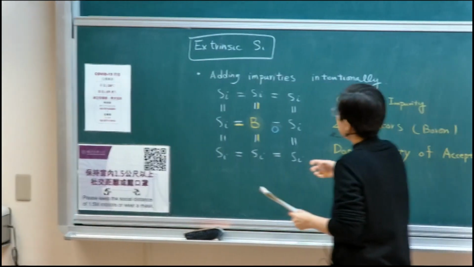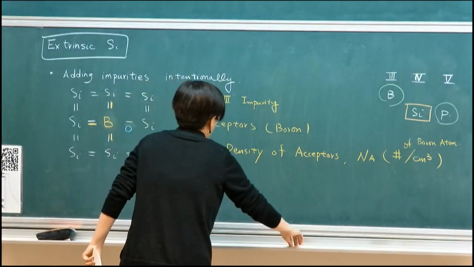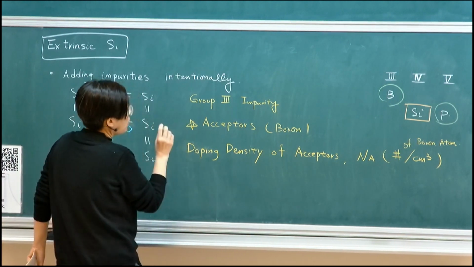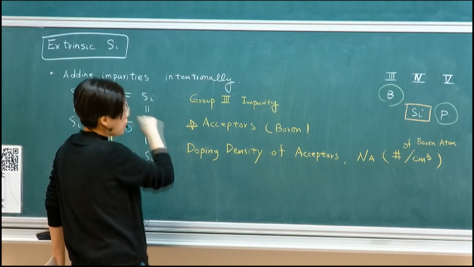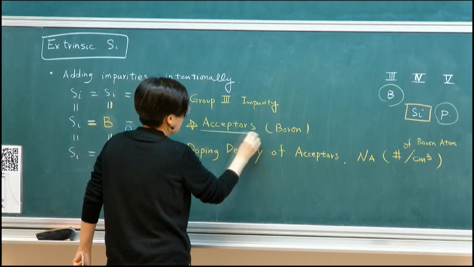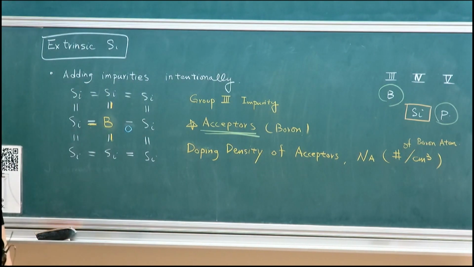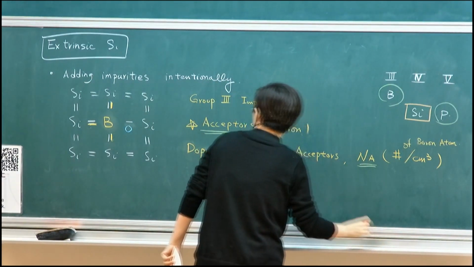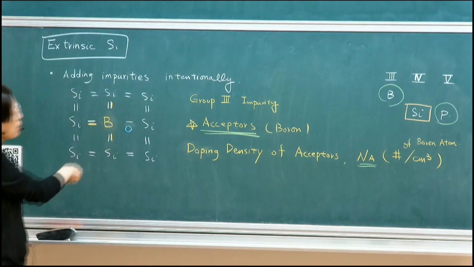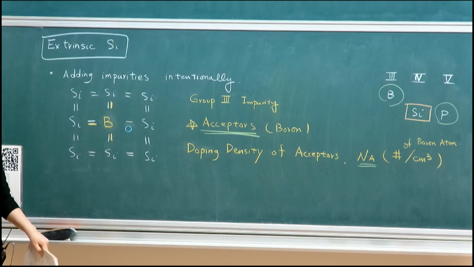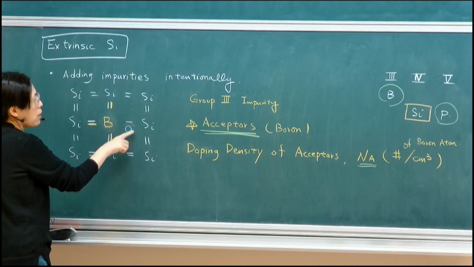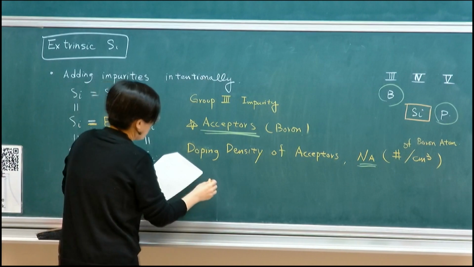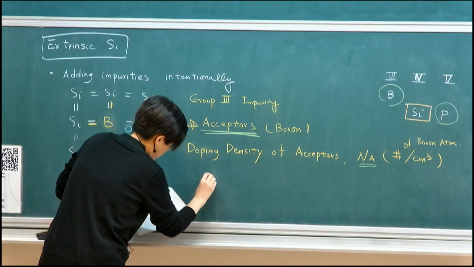Okay? So this type of material is called... the key important phrases to take home are, these are acceptors. Group 3 impurities are acceptors, and its density is Na. And the other key important thing is that if I'm putting these in, because it creates more holes, additional holes aside from its original holes, therefore it is typically referred to as the p-type.